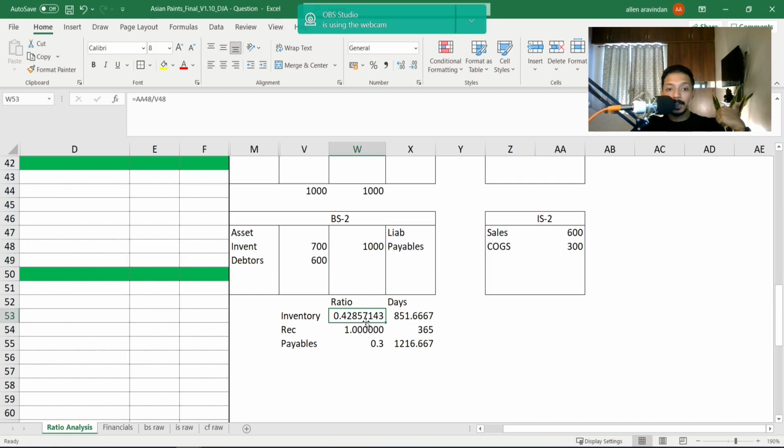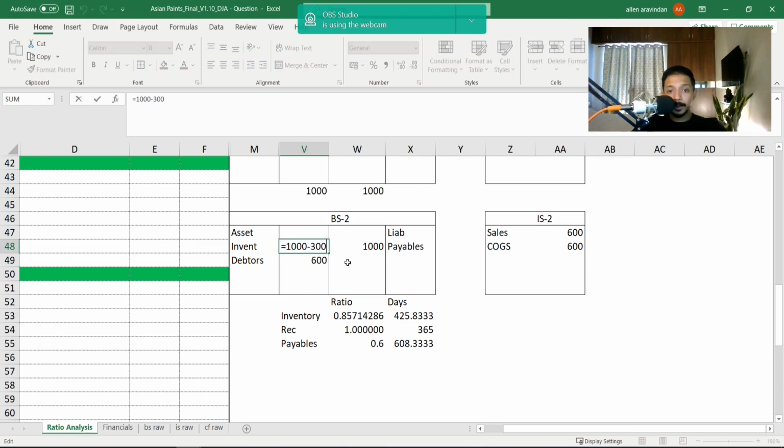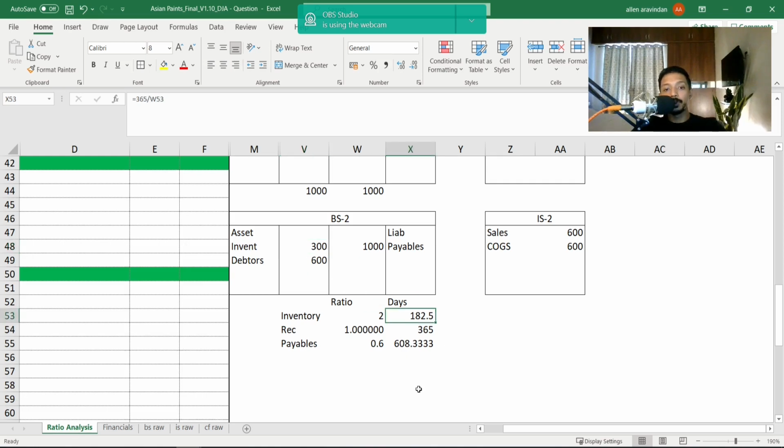Second is, if you see inventory, the ratio is 42%, which is cost of goods sold upon inventory, which tells us that it takes us about 851 days to sell our entire inventory, which is true, because if you can see, we have just sold 300, right? If we were to sell, let's say 600, then my days of inventory would keep on reducing, right? And you have to obviously change it out here also, right? So if you were selling fast, your days is improving.